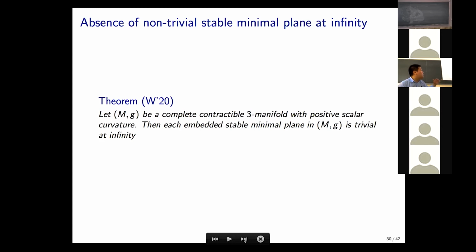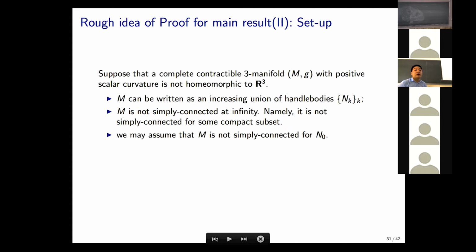Let M be a complete contractible three manifold with positive scalar curvature. Then each embedded stable minimal plane is trivial at infinity. Now we can use this result to get a proof for the main result too.